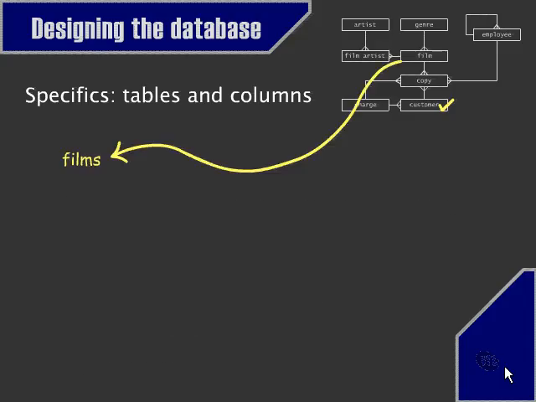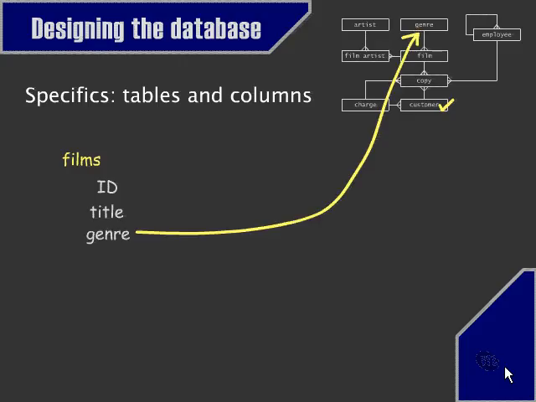Next we're going to look at the films table, and again we're going to have an ID, which is going to be a primary key. We're going to have the title of the film, and we're going to include the film's genre, and this introduces the relationship between the films table and the genres table. So let's take a moment to draw up our genres table so we know what we're relating to here.